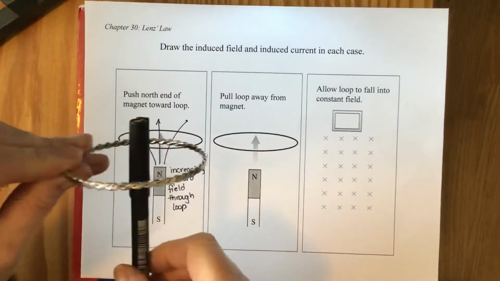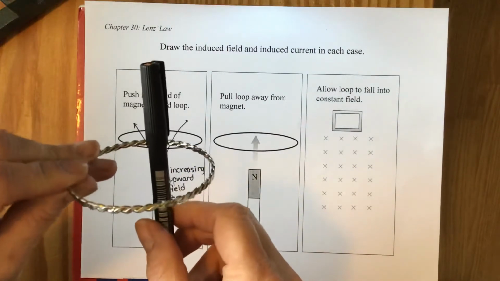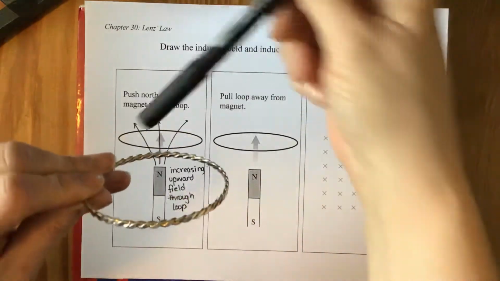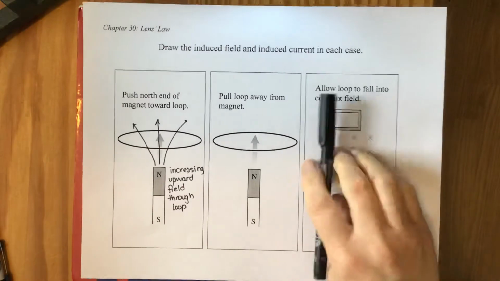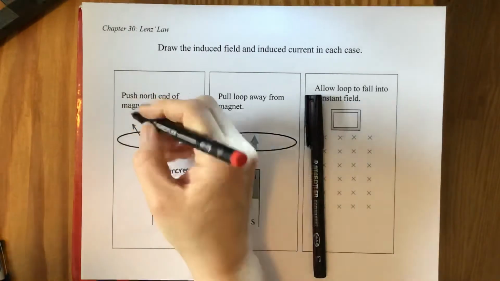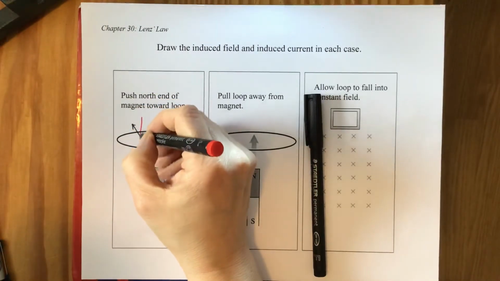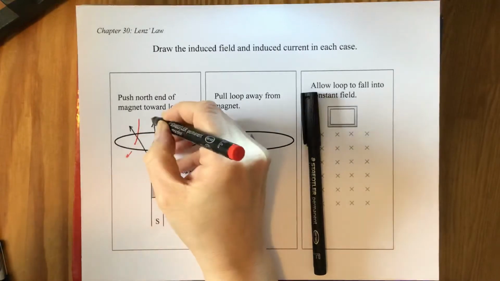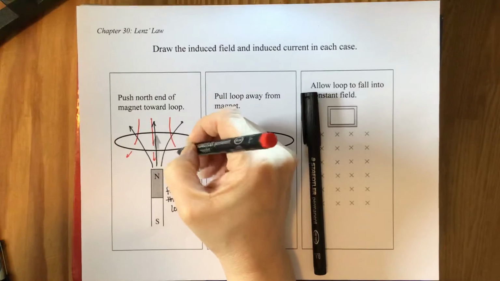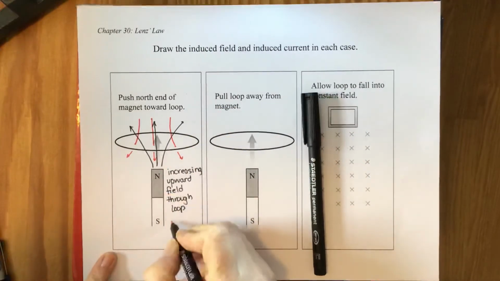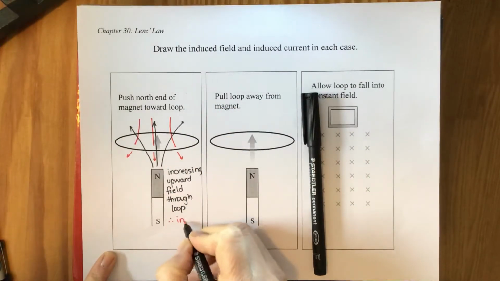Okay, so now I'll assume you're back now. So we've made the field bigger upwards. The induced field then has to point down. That's the only way to oppose that increase, is to make a decreasing field. So our induced field is going to point down through the loop. So therefore, induced field is down.